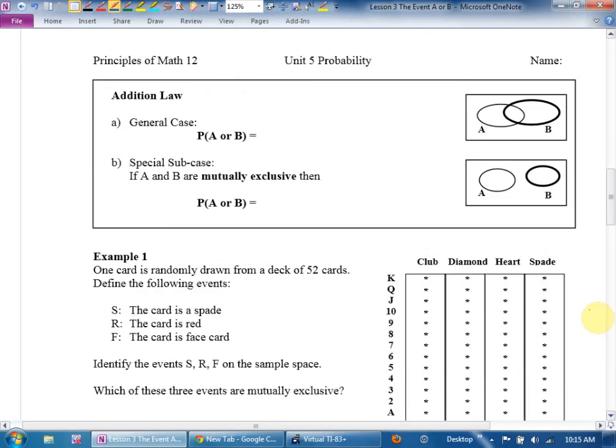So, the addition law. The general case: the probability of A or B is the probability of A plus the probability of B minus the overlap. I fibbed a little bit last unit when I said OR means add. What I should have said was OR means add minus any overlapping stuff that you've counted twice.